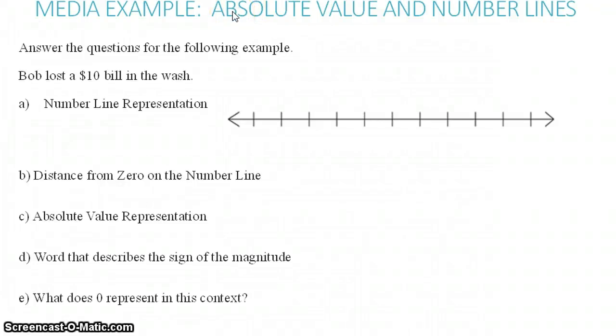In this example, we're going to look at absolute value and number lines. Answer the questions for the following example. So we're given the information that Bob lost a $10 bill in the wash. So first we want to write a number line representation for this. So notice that we are given that Bob lost a $10 bill. So this means that this $10 is going to be represented by a negative 10.